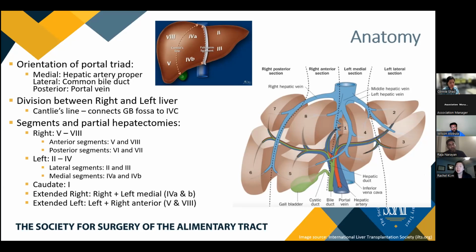When we're extending either side, we're usually talking about extending it to the medial segment that's most adjacent. So an extended right includes all the segments of the right section, and then also the left medial segments, which includes segments 4A and 4B. When we talk about an extended left, we are extending the left side to the right anterior segments. So it's all the segments of the left side, which is 2, 3, and 4, including 4A and 4B, as well as the right anterior segments, which is 5 and 8.